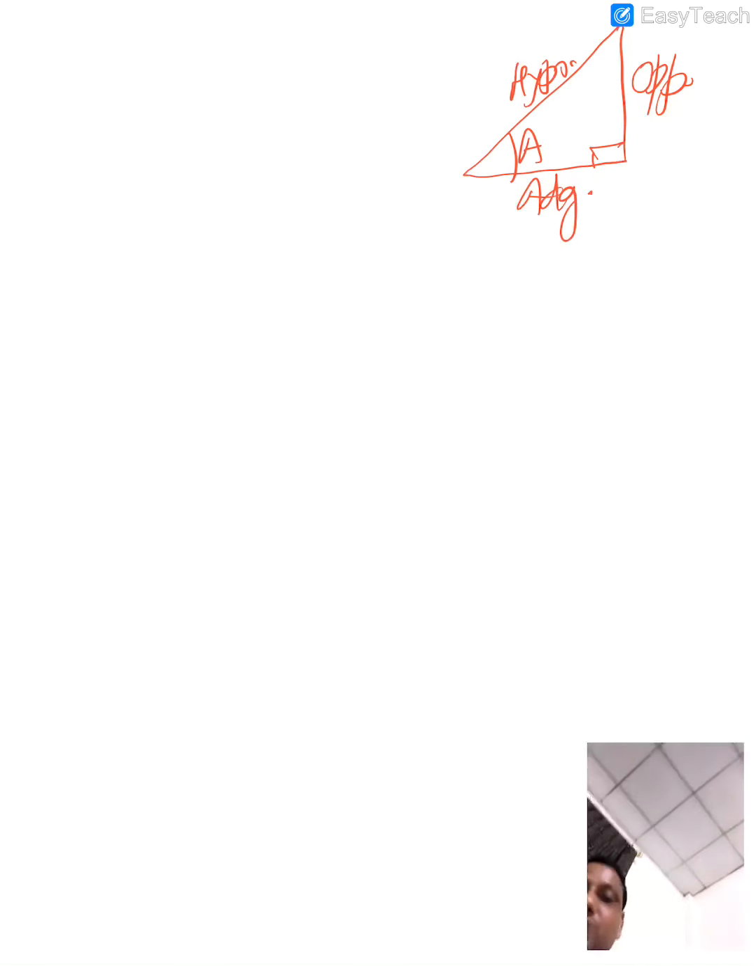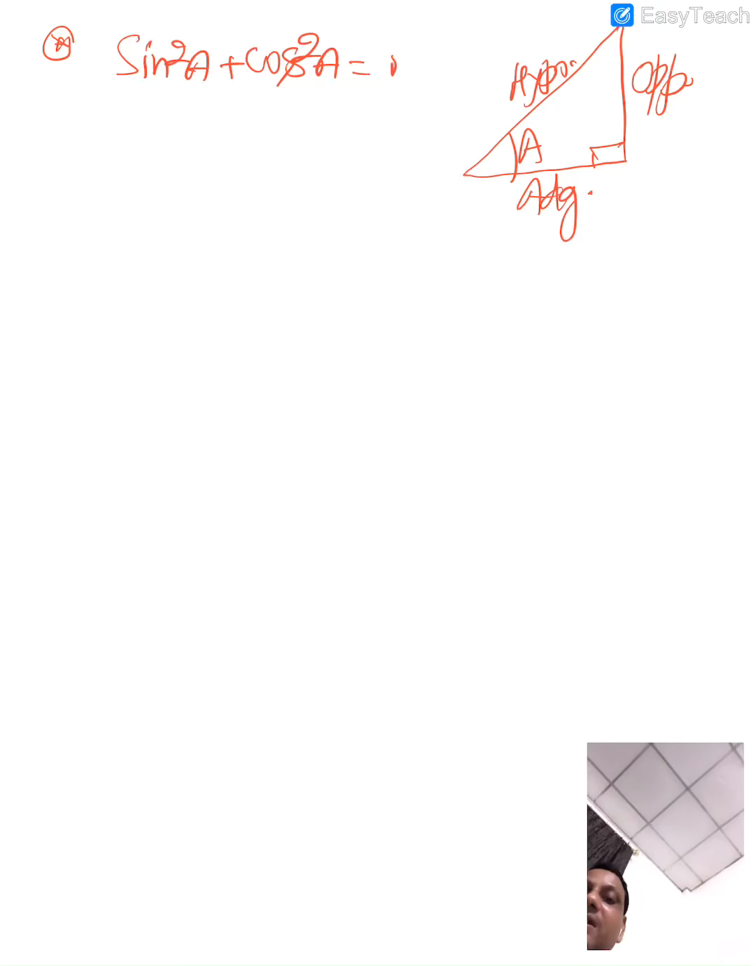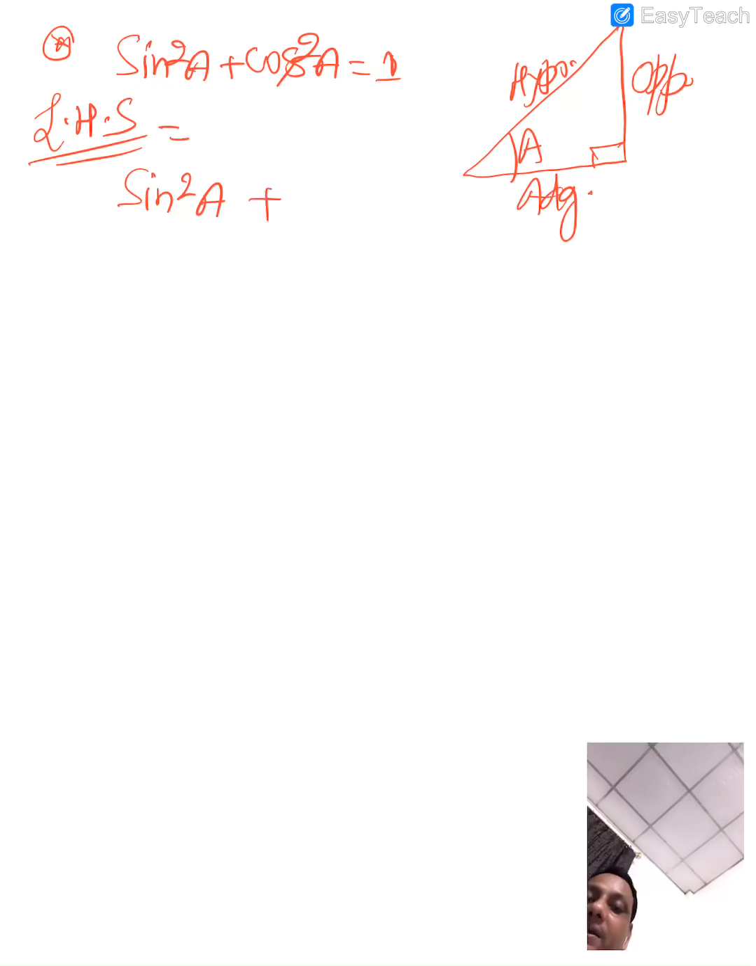There are so many trigonometrical identities. First of all, I'm going to introduce the first trigonometrical identity, which is going to help you: sine square A plus cos square A is equal to 1. How to prove it? The main question is there. So you take the left hand side, and you write here sine square A plus cos square A.